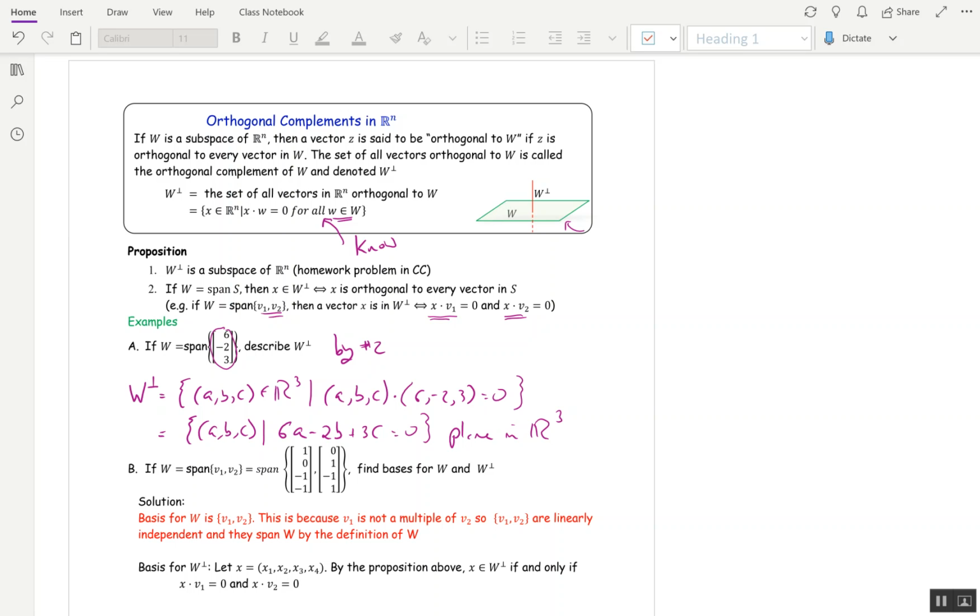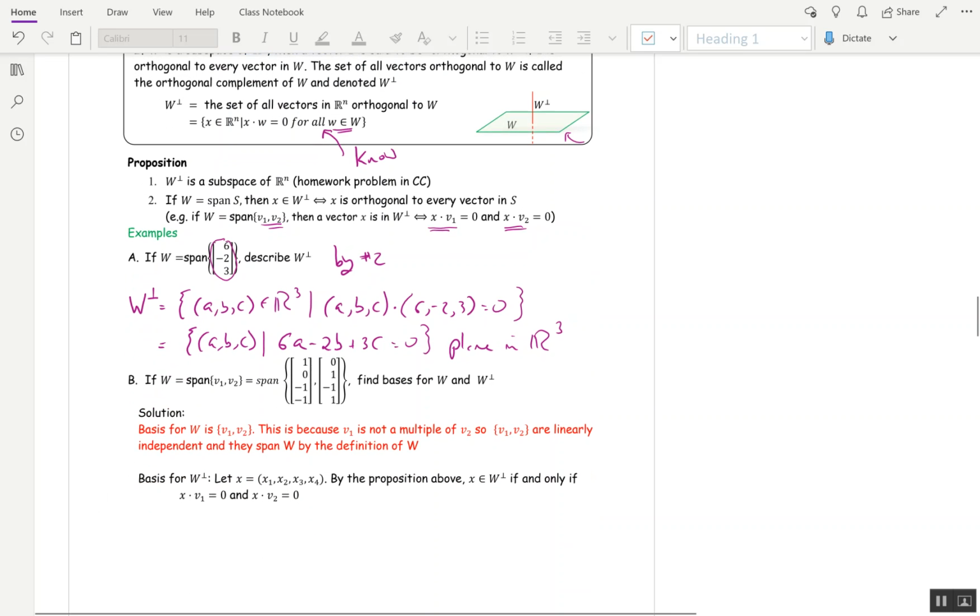Okay, let's do an example that we can't really visualize because it's in R4. So suppose W is the span of two vectors, v1 and v2. Find a basis for W and a basis for W perp. There's nothing to do in terms of finding a basis for W. A basis for W is just v1, v2. And the reason is that a basis has to have two properties. One, it needs to span the space. Now the spanning is automatic by the definition. W is spanned by v1 and v2. And then the other part of a basis is that you have to be linearly independent. Well, v1 and v2 are linearly independent because v1 is not a multiple of v2. So the only work we have to do is to find a basis of W perp.